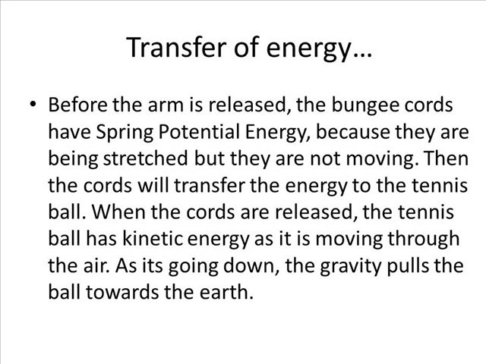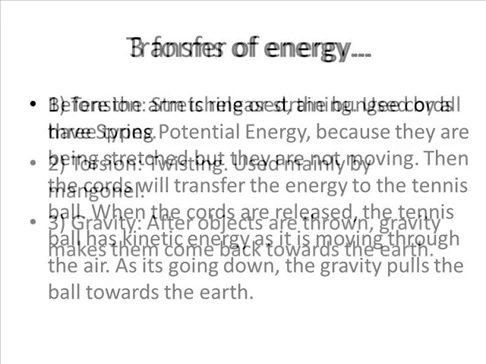The transfer of energy. Before the arm is released, the bungee cords have spring potential energy because they are being stretched, but they're not moving. Then the cords will transfer the energy to the tennis ball. When the cords are released, the tennis ball has kinetic energy as it is moving through the air. As it's going down, gravity pulls the ball towards the earth.